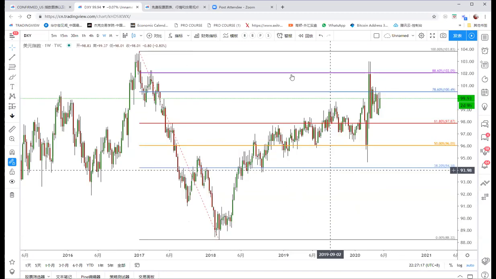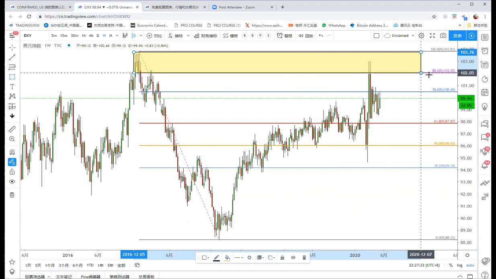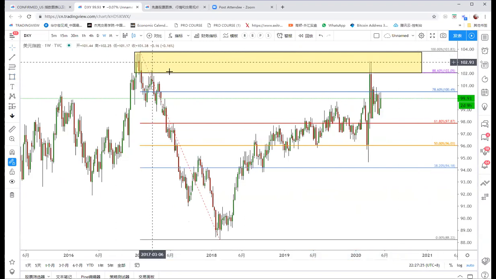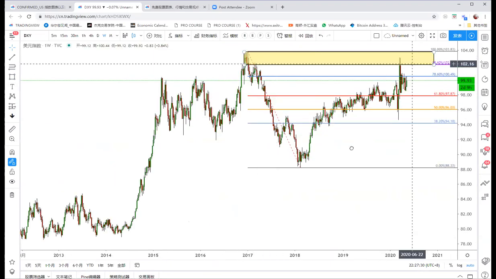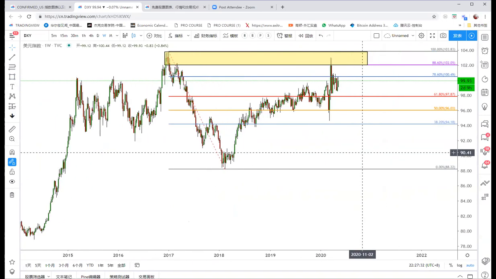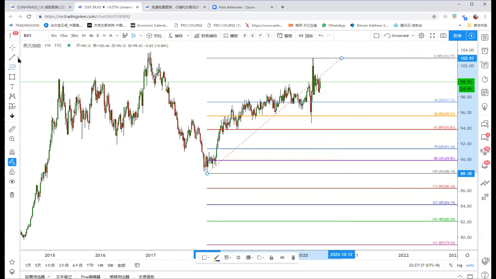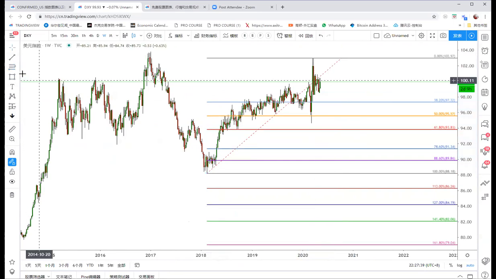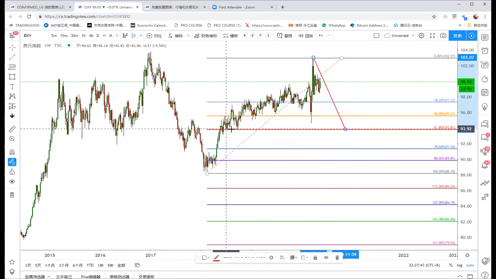Yeah, it touched the 102. 102 is a very strong resistance level. I think it's hard for the dollar to break up. It will fall down, maybe pull back a minimum 618. So what I'm thinking, the dollar is going to go back to 94. That is a potential target for the dollar.